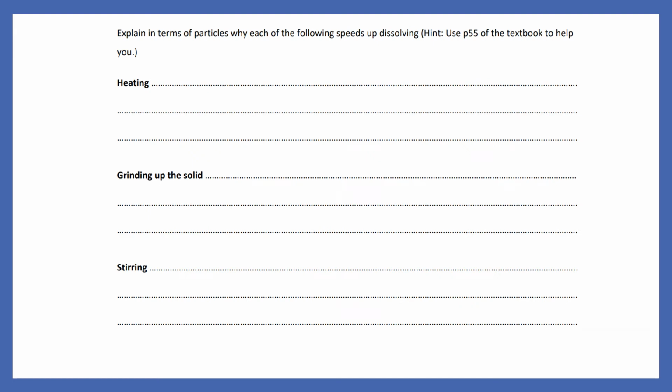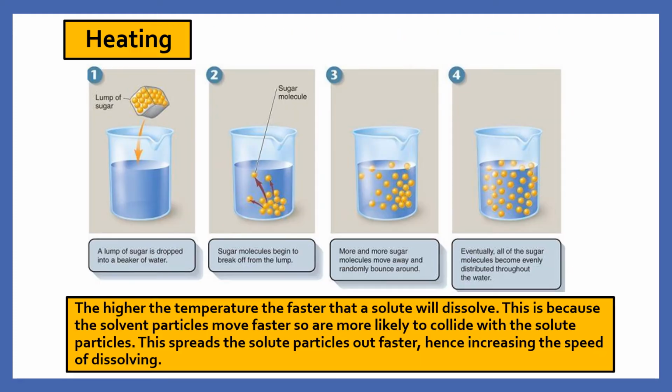Okay, Year 7, so let's go through the answers to those questions then. So explain in terms of particles why each of the following speeds up dissolving. We're going to look at heating, grinding up the solid, and stirring. So as we go through this, you can change your answers if you need to. So we'll look at heating first.